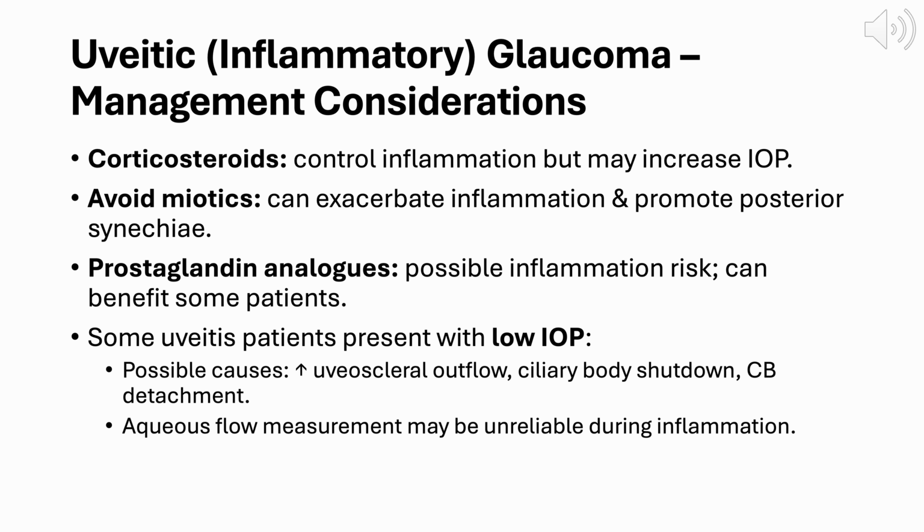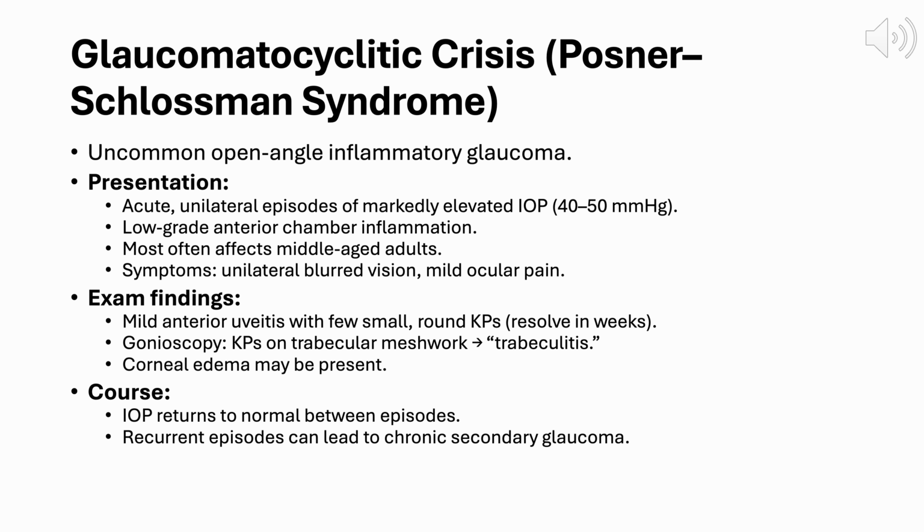This can result from increased uveoscleral outflow, shutdown of the ciliary body, or even ciliary body detachment. During active inflammation, measurements of aqueous flow can be unreliable, so clinical judgment is essential in guiding therapy. This slide covers glaucomatous-cyclitic crisis, also known as Posner-Schlossman syndrome, an uncommon form of open-angle inflammatory glaucoma.